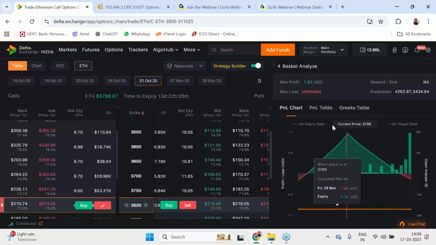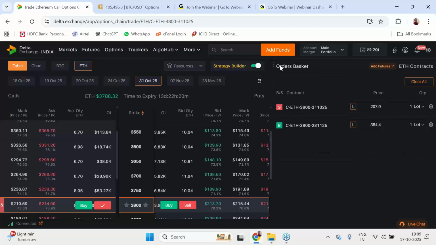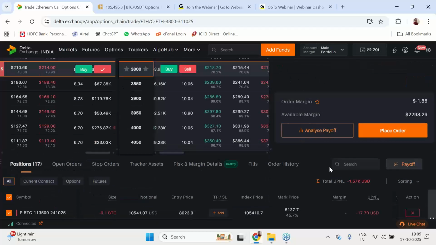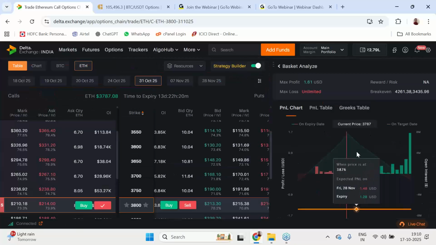So here the Greeks are 0, all things are perfect. It is the maximum profit, this much we will get. And some break-even picture is also given by the theoretical software. These are the theoretical projections, not the practical projections. The practical projections will be entirely different. So theoretically it is telling 4261 break even, no profit, no loss.